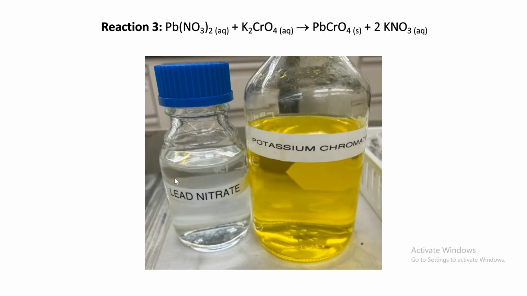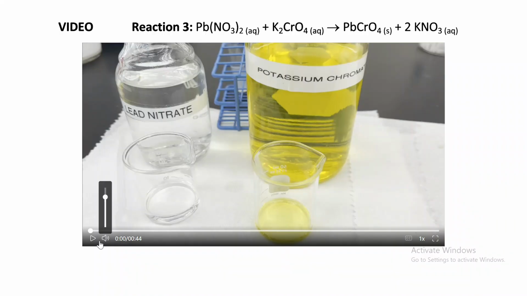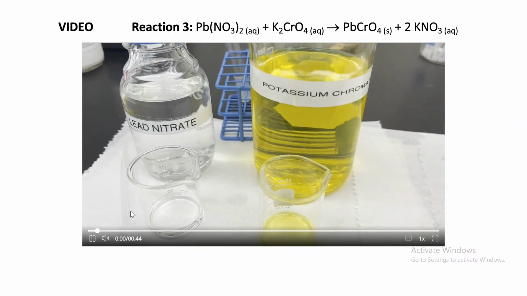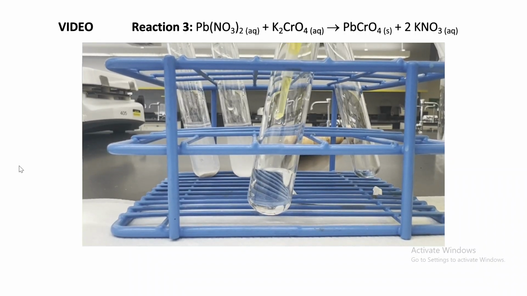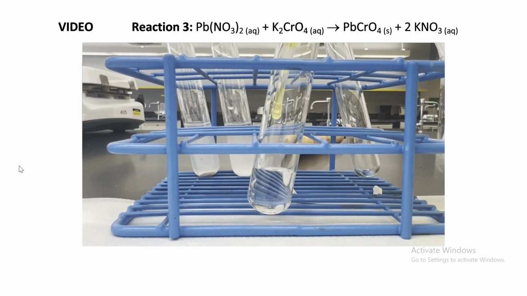Reaction number three, now we have different colors. It's going to be between lead nitrate, which is a clear colorless liquid on the left, and we're going to have potassium chromate, which has this yellowish color tinge to it. So let's start with the experiment. We already poured it in our beakers. So now we're lowering the potassium chromate.